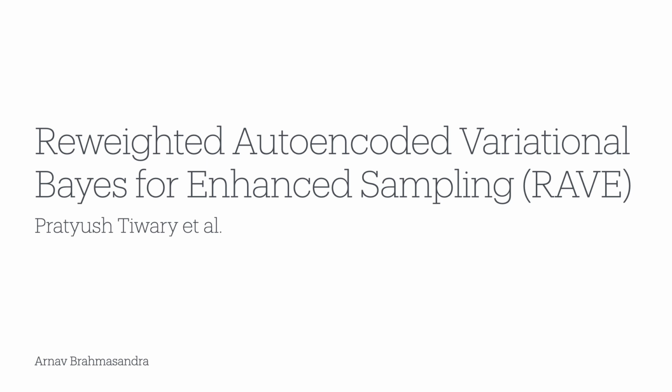So the first paper I'm going to start off with is called Reweighted Autoencoded Variational Bayes for Enhanced Sampling, or just simply RAVE. This paper was written by Professor Pratyush Tiwary et al. He's a professor at University of Maryland, and I find his work very fascinating, what he's doing with pushing the boundaries of enhanced sampling methods.